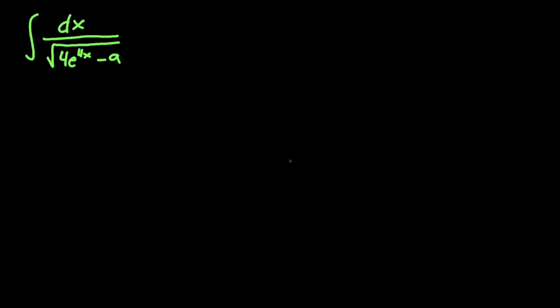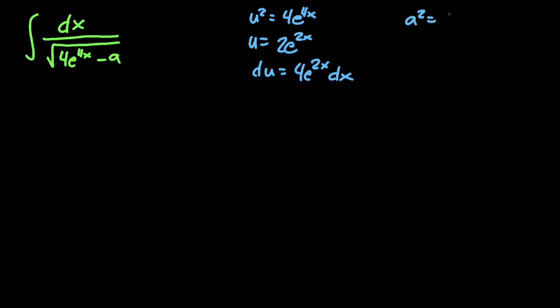The integral of dx over the square root of 4e^4x minus 9. Let us assign u squared and a squared values first. U squared right here would be equal to 4e raised to the power of 4x. U right here would be, the square root of 4e^4x would be 2e^2x. And the derivative of this would be 4e raised to the power of 2x dx. And so, a squared here is equal to 9. Square root of 9 is 3.